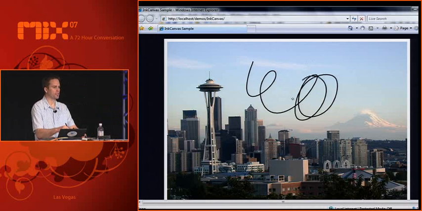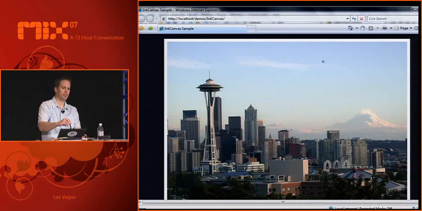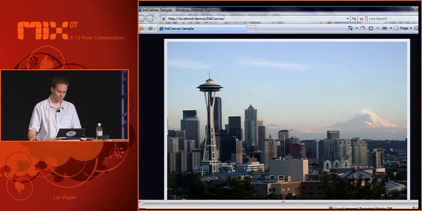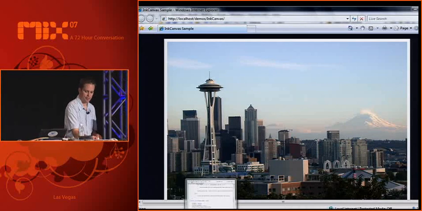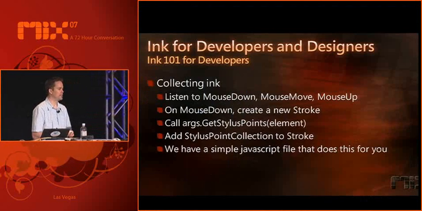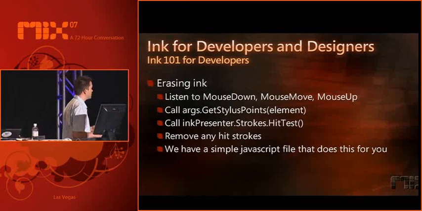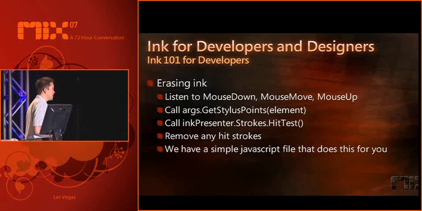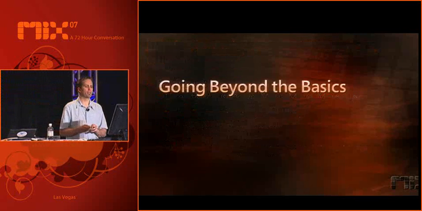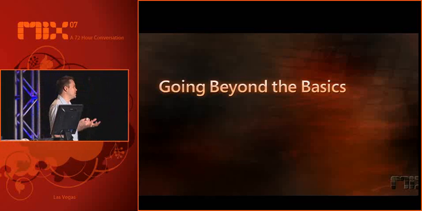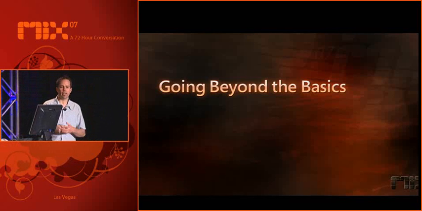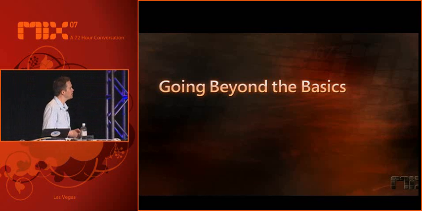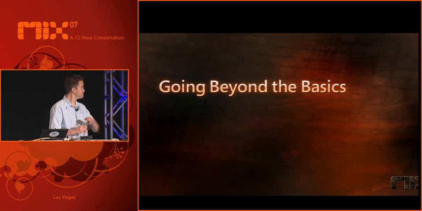And now you see, if I turn the pen over, put it down, as soon as the pen touches that stroke, it gets erased. So that's how you ink and erase. So recap of erasing ink, listening to mouse down, mouse move, mouse up again, getting the stylus points and calling hit test, and then removing any hit strokes. So those are the basics. Again, those are the two explicit modes that you should always add to an inking experience. But now let's go beyond the basics and show you how to also do persistence and playing back live strokes.